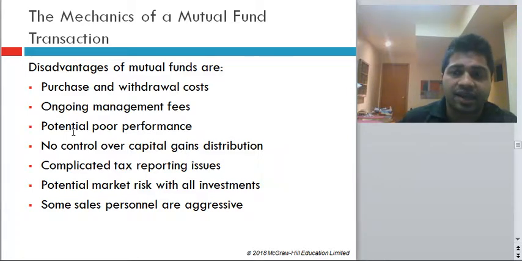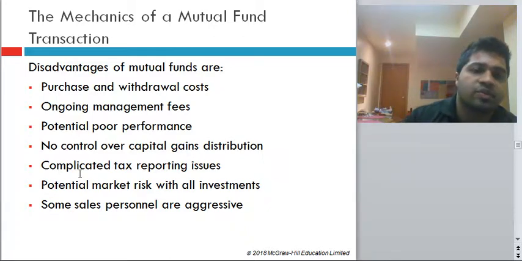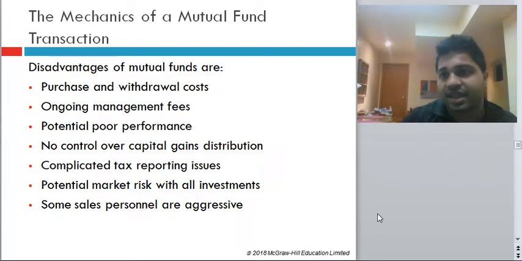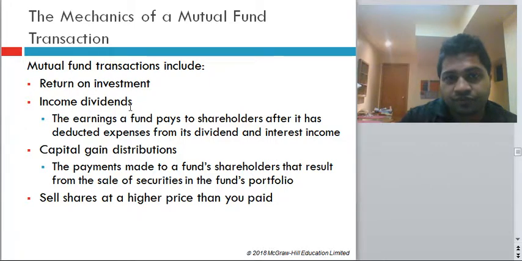So if it is buying Apple and selling Apple at a profit, it will incur capital gain. That capital gain will be transferred to you. So even if you are not part of the decision making process, you will still be taxed. There is no control on taxation when you invest in a mutual fund. There are complicated tax reporting issues, potential market risk with all investments, and some sales professionals can be extremely aggressive.